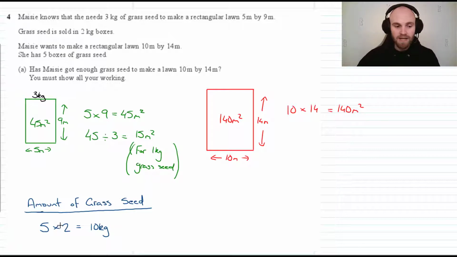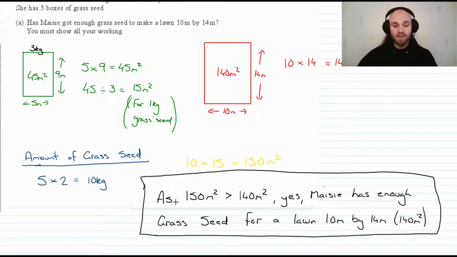How much can we get with 10 kilograms? So we can say that it's going to be 10 kilograms multiplied by those 15 meters squared for 1 kilogram of grass seed. And that's going to give us 150 meters squared worth of lawn. And to summarize our answer, we can say as 150 meters squared is greater than 140 meters squared, yes, Maisie has enough grass seed for a lawn 10 meters by 14 meters, which would be 140 meters squared.